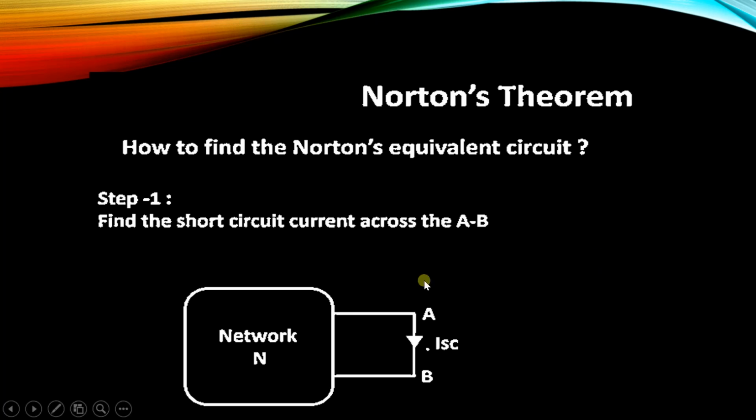How we apply Norton's theorem, we will discuss step by step. The first step is to find the short circuit current across the terminals A and B. Make this network short circuit, join A and B, this is called short circuit, and the current flowing in this is ISC, that is the short circuit current.